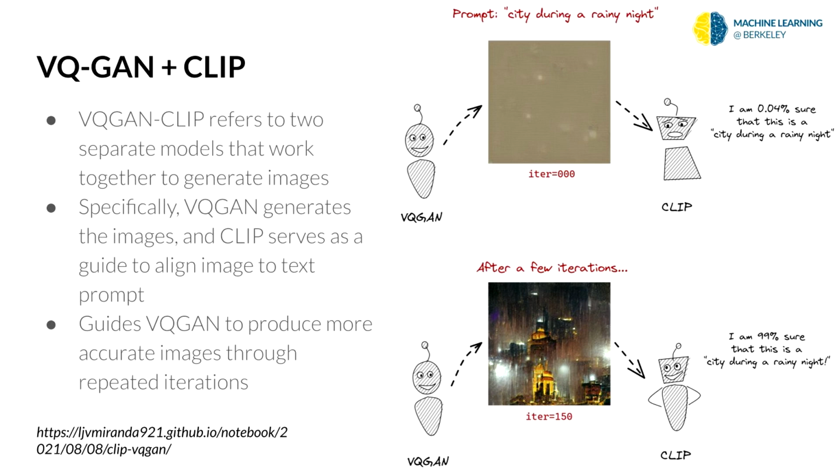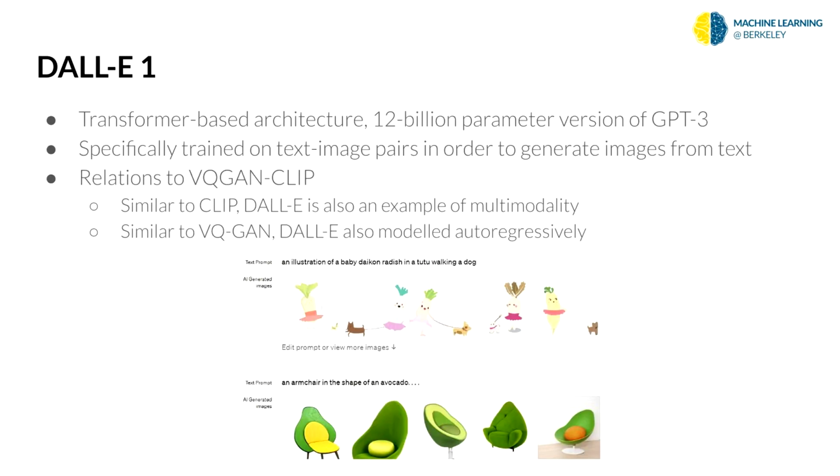One common misconception is that VQ GAN and Clip are two separate models, and they're used together to generate images from text. So this is the first approach, and one of the first papers that came out in this space. Another one I'm sure many people are familiar with is DALL-E.